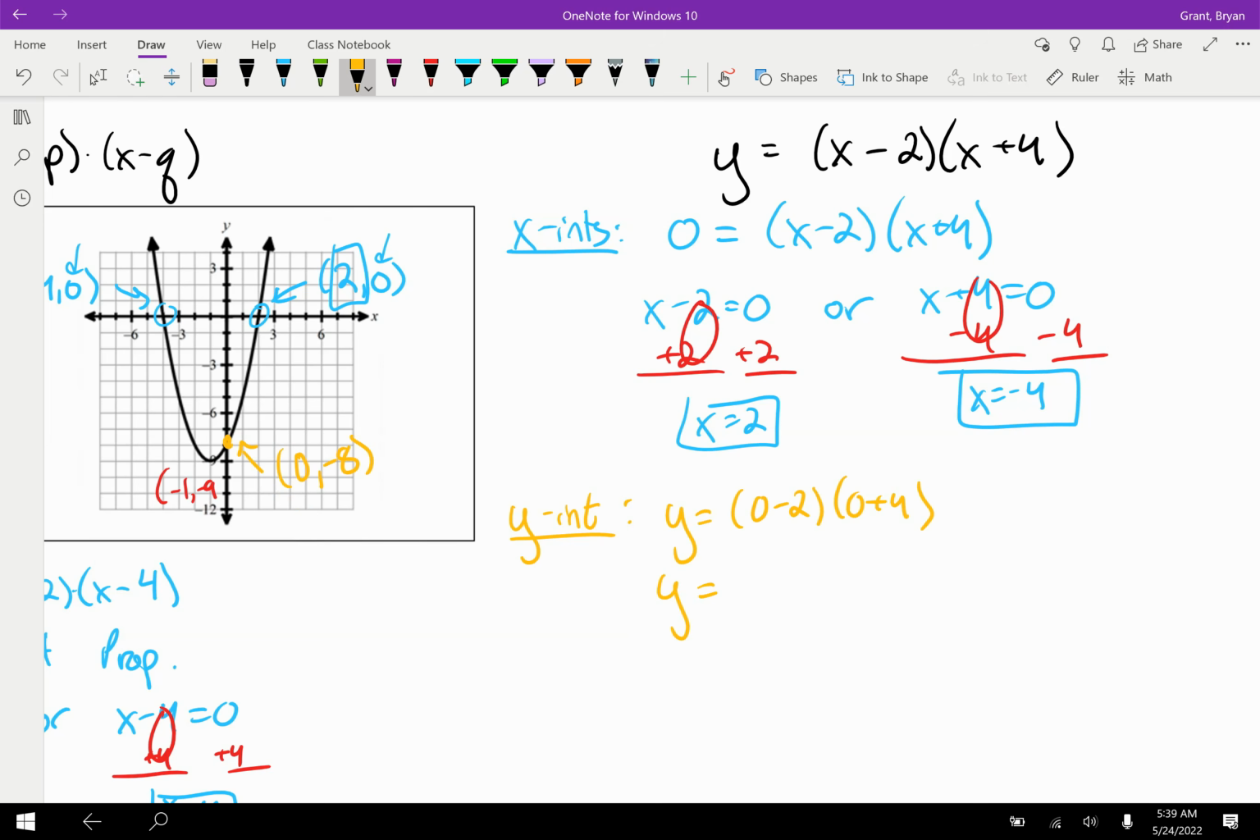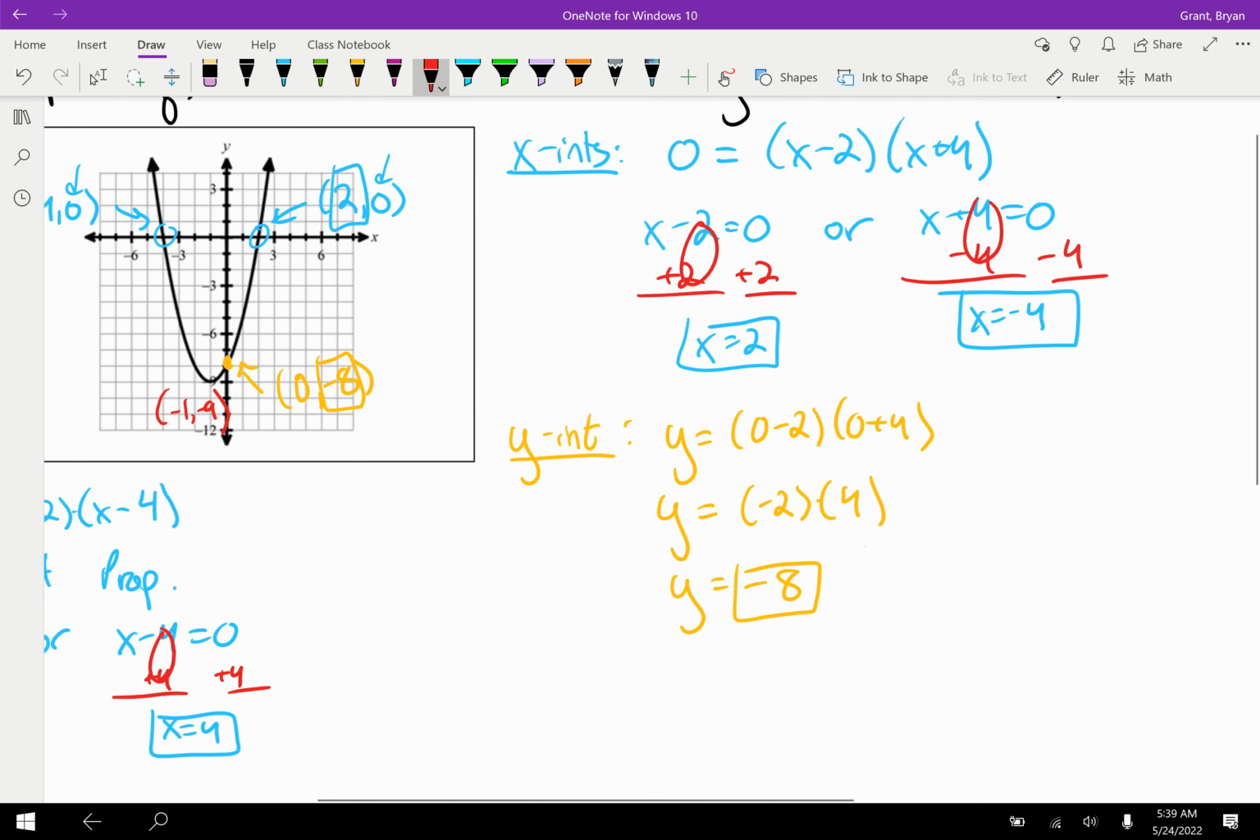y is already isolated over here, so it's not a solving-for-y issue. This is just PEMDAS, so do what's in the parentheses first. That was pretty easy. And then the only thing left to do is multiply, and we find that y equals negative 8, which does match up. Whew! What about that vertex down there, the (-1, -9)?